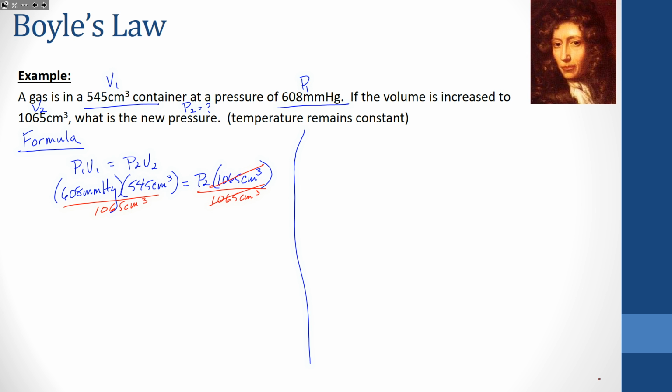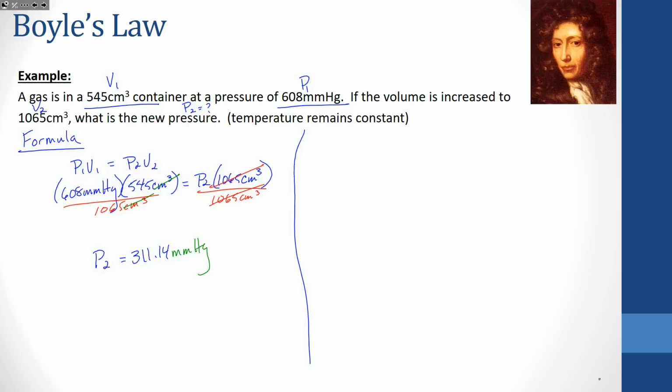Right? We do the opposite operation to both sides. So P2 is going to equal 608 times 545 divided by 1065. So I'll punch that in my calculator. 608 times 545 divided by 1065. I get P2 is equal to 311.14, and then the units that are left, if you actually go back and we cancel everything out, centimeters cubed cancel, the units are mmHg, which is what we're looking for. We're looking for a pressure.